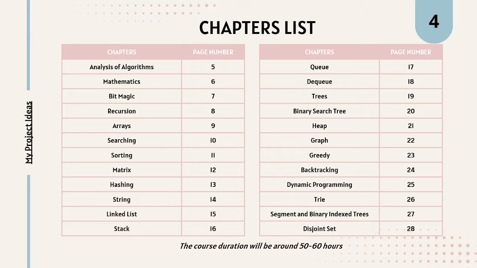We are here. So the chapters include analysis of algorithms, mathematics, bit magic, recursion, arrays, searching, sorting, matrix, hashing, string, linked list, stack, queue, dequeue, trees, BSTs, heap, graph, greedy algorithms, backtracking, DP, that is dynamic programming, tries, segment trees, binary indexed trees, and finally the disjoint set. So everything is covered. Course duration will be around 50 to 60 hours, which is ample to master DSA. Again, it depends on your practice.